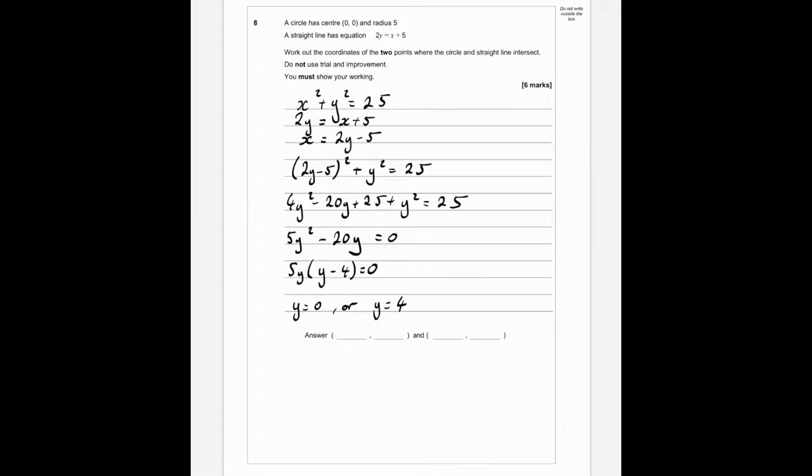And we can work out the two x values from that, so x will be negative 5 when y is 0, and x will be 3 when y is 4. Substituting it into the linear equation to work those out. So the 2 points are minus 5, 0 and 3, 4.